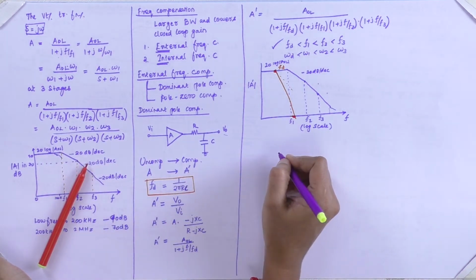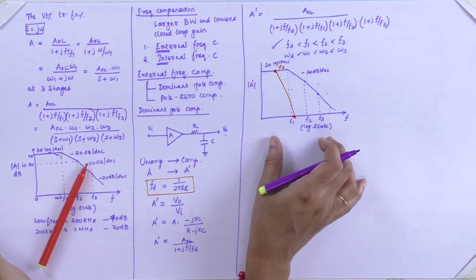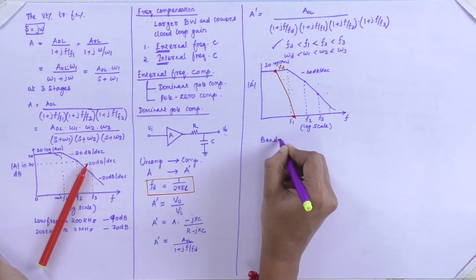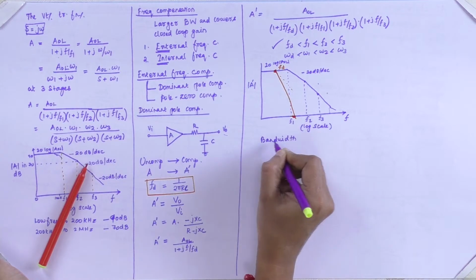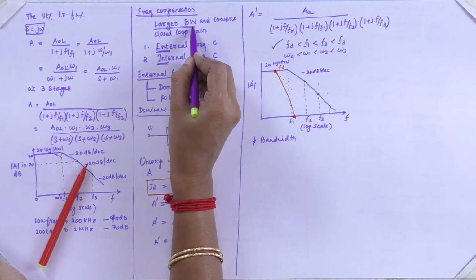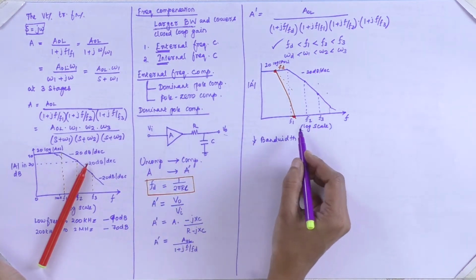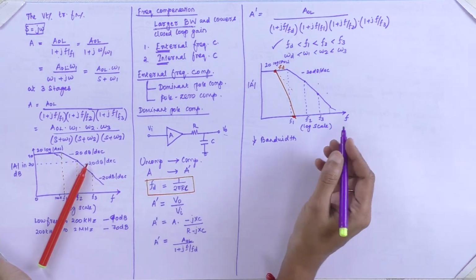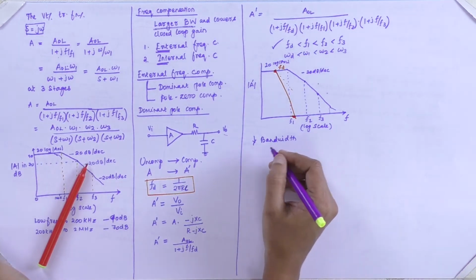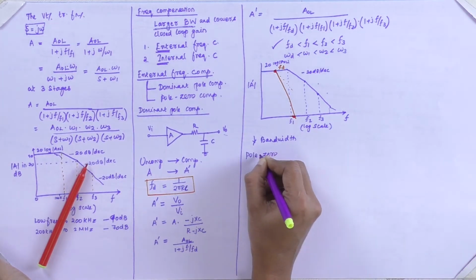So the disadvantage of this compensating network is that it reduces the bandwidth. Our ultimate aim is to increase the bandwidth by lowering the voltage gain. So it should be a larger bandwidth, but in terms of this dominant pole compensation, we have got a frequency with lesser bandwidth. In that condition, we go for a pole zero compensation technique.